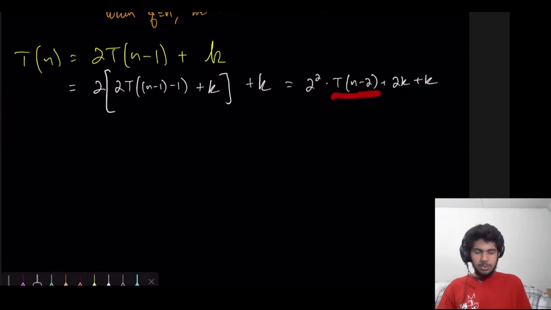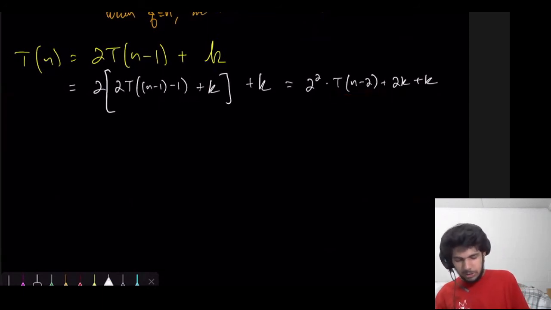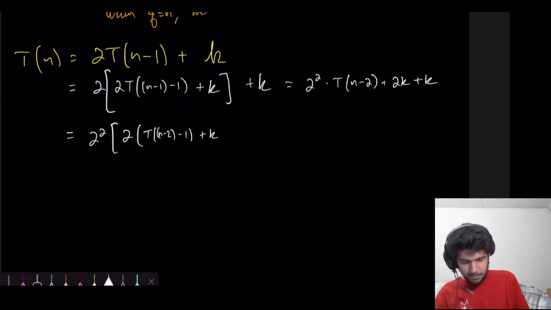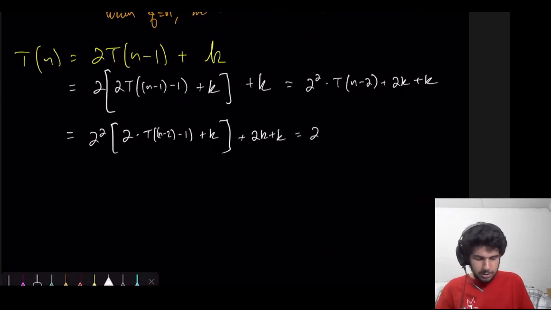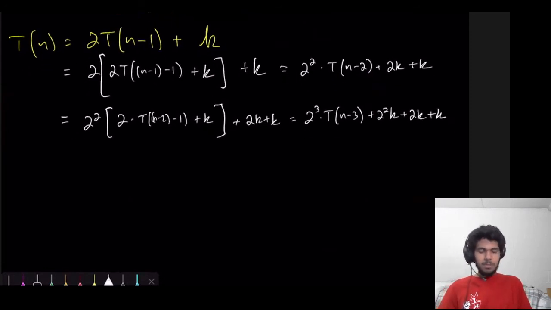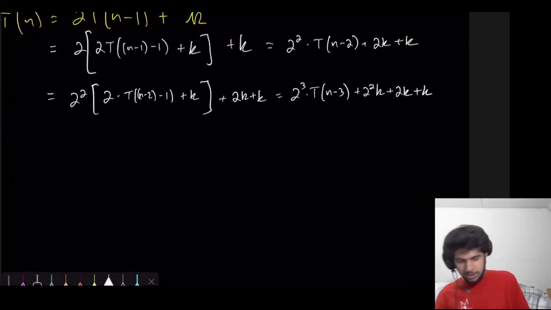All right, so now let's try to simplify that T(n-2) term. So we get 2 squared times 2 of T((n-2)-1) plus k. I need to get rid of this parentheses. Plus the 2k plus the k. This simplifies a little bit to 2 cubed times T(n-3) plus 2 squared k plus 2k plus k. So maybe you're starting to see a small pattern. Let's try to do one more.